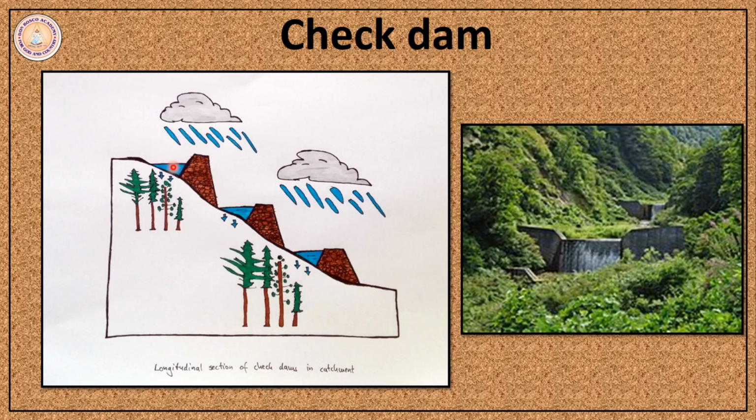And this stream is not allowed to carry away the soil. This diagram represents, and you can see this photograph over here, how the velocity of the water is checked so that it does not carry away the soil to the bottom of the hill or a mountain.